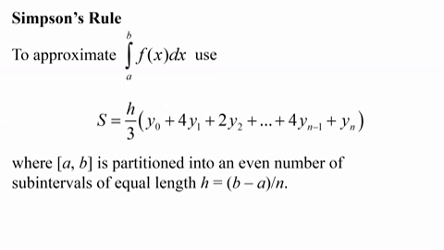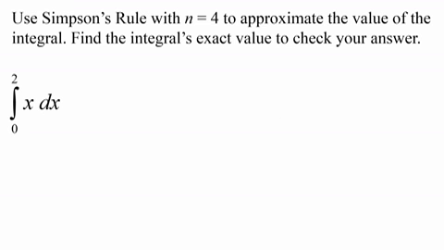So with the trapezoidal rule, you can use any number n of subintervals, whereas when using Simpson's rule, you must use an even number of subintervals. Let's try this rule out. Use Simpson's rule with n equals 4, notice that's an even number, to approximate the value of the integral. Find the integral's exact value to check your answer.